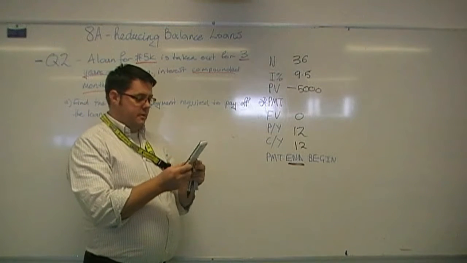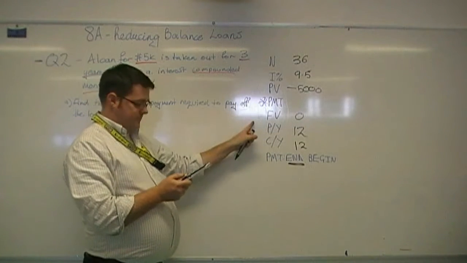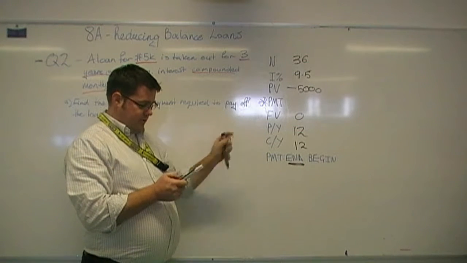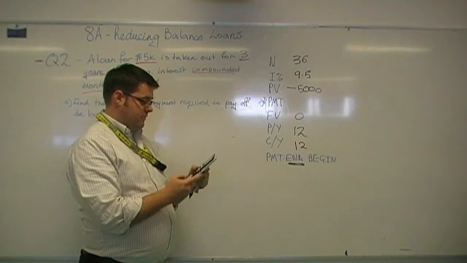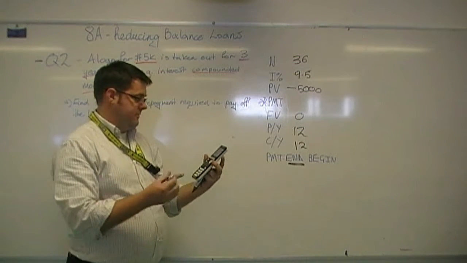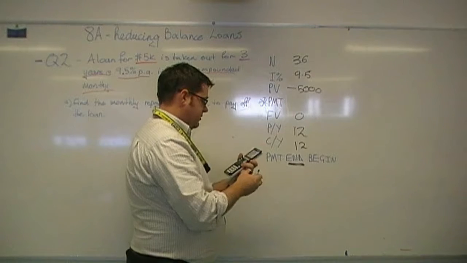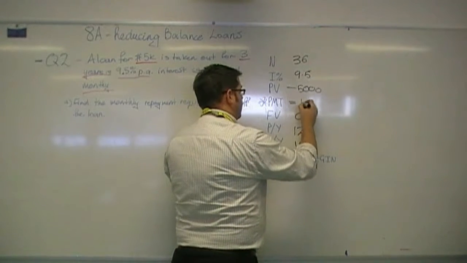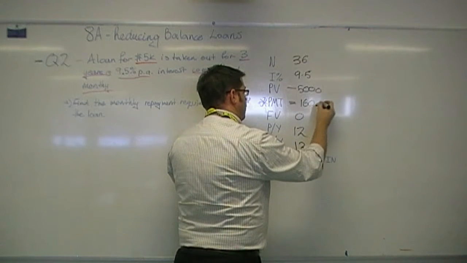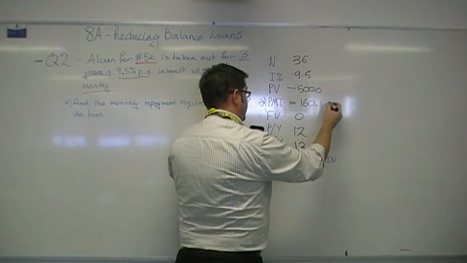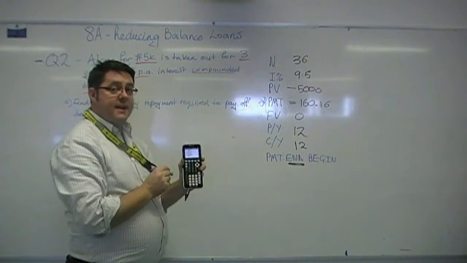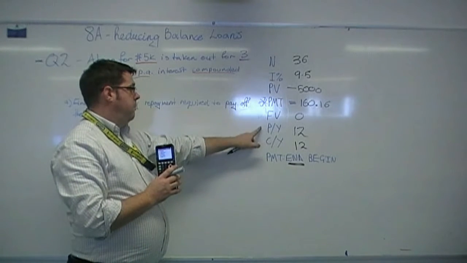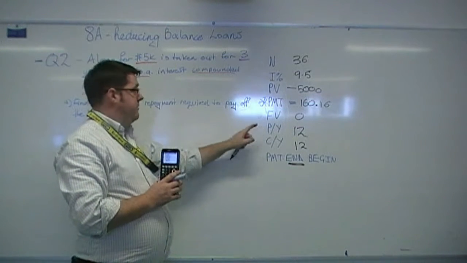Alright, so now we've got our calculator in hand. We can put all this information in. Let's raise the cursor to the payment field, click alpha, and then solve. And what we should end up with is 160.16, near enough to. So it's $160.16 per payment period, which here is per month.